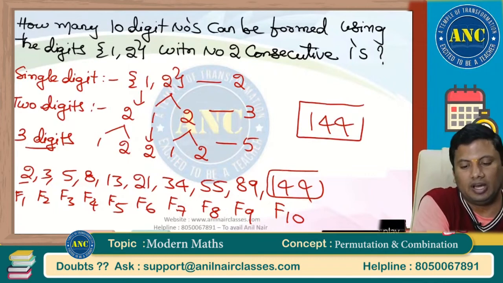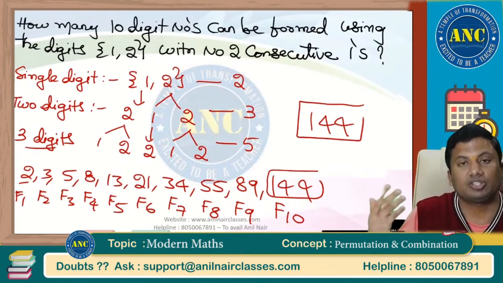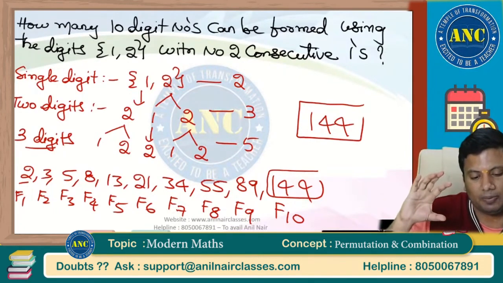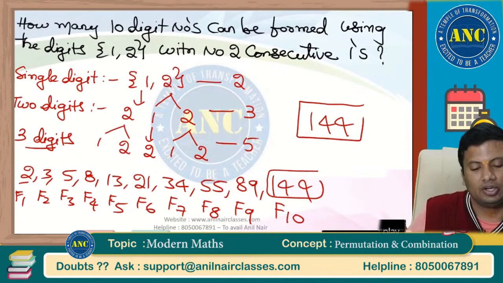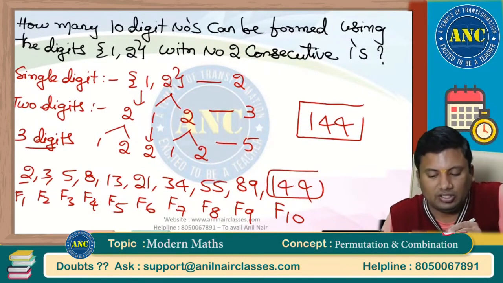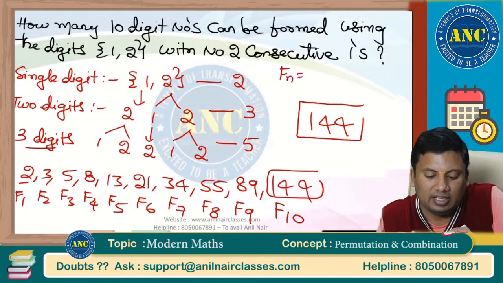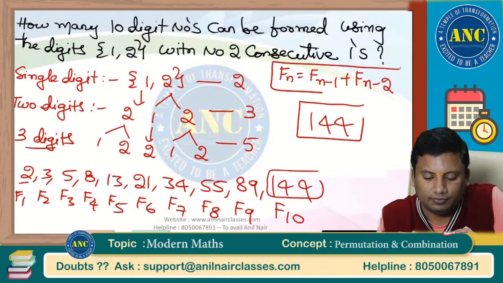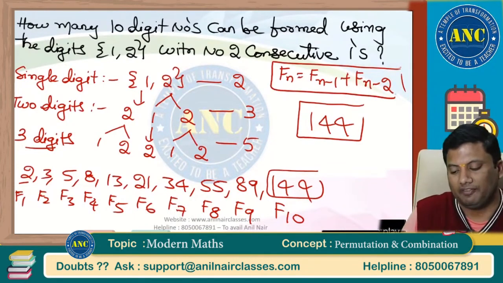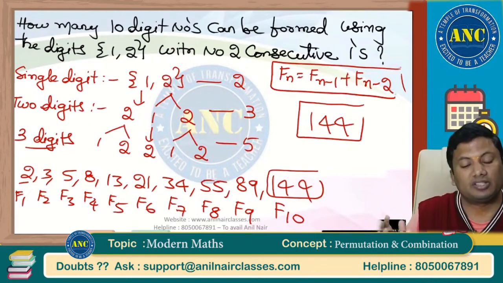I hope the idea is clear, right? Single digits, 2 digits and 3 digits. Just by observing a few patterns, you will understand that this is using the Fibonacci series. Fn is nothing but Fn minus 1 plus Fn minus 2.